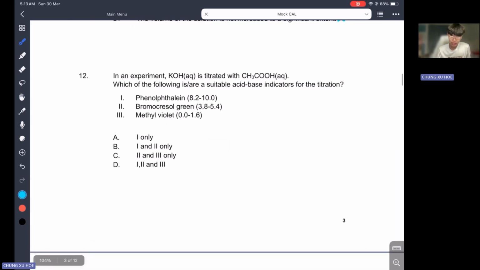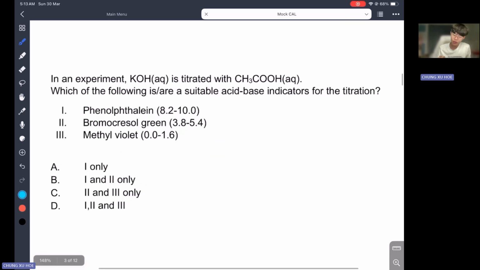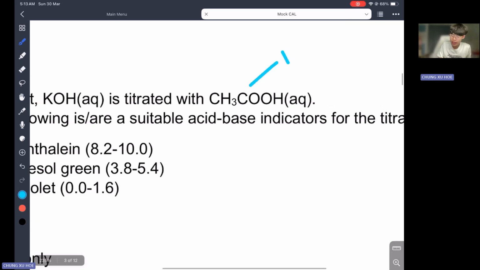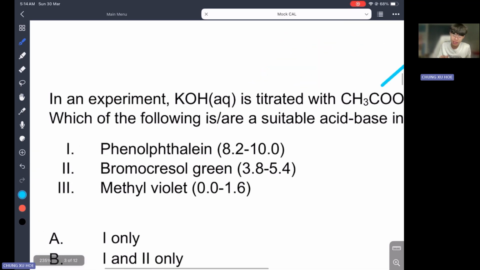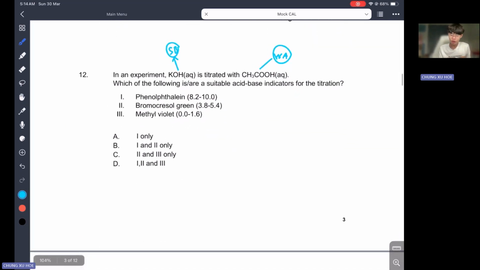Question 12. In an experiment, KOH is titrated with CH3COOH. This is a weak acid. Ethanoic acid is a weak acid. KOH is a strong base on the other hand. So which of the following is a suitable acid-base indicator for the reaction?